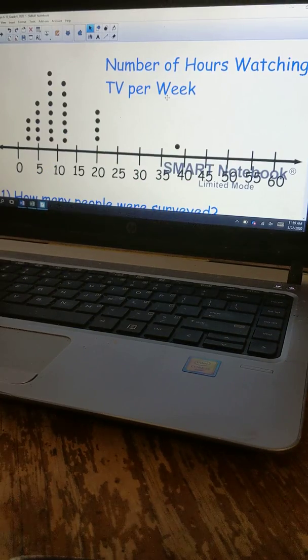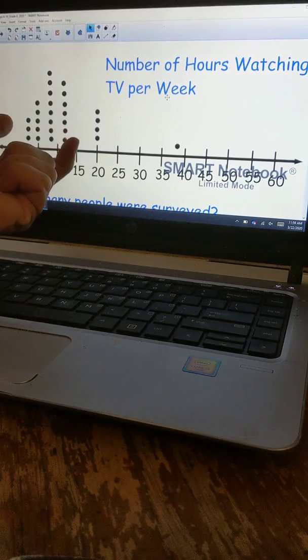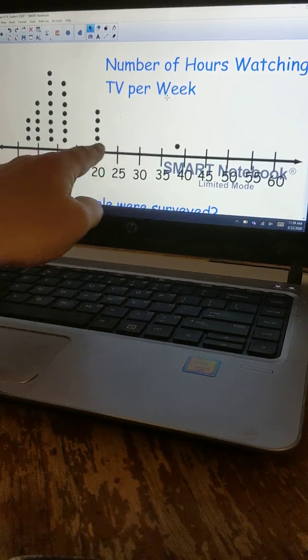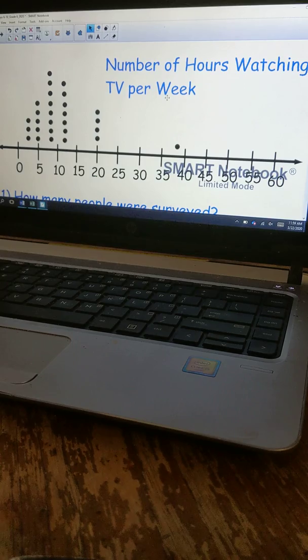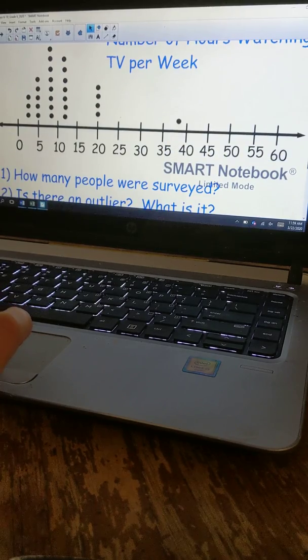Okay, so here's a dot plot that shows the data from the question, the number of hours watching TV per week. A class was asked this question, and here were the responses. So as we look at this, the first thing I notice is most of the data is right here. That's where the cluster of our data is. We do have a gap, and there is one person that is an outlier. That answer was a lot different than anybody else's. So we can actually get a lot of information from this.